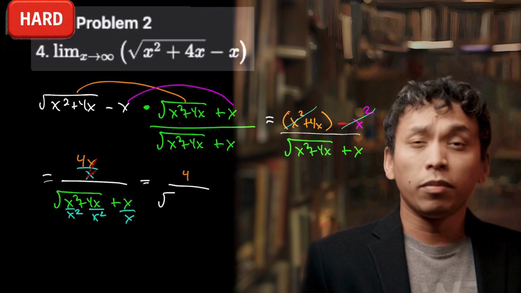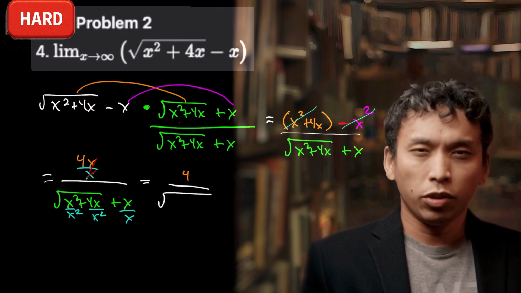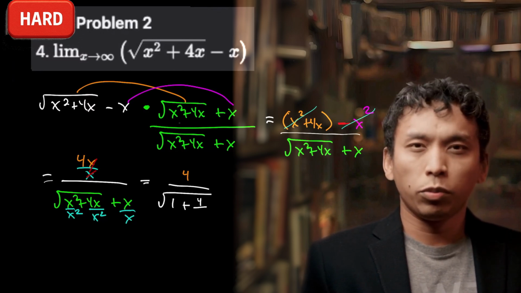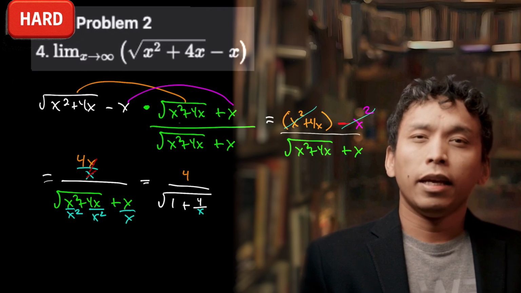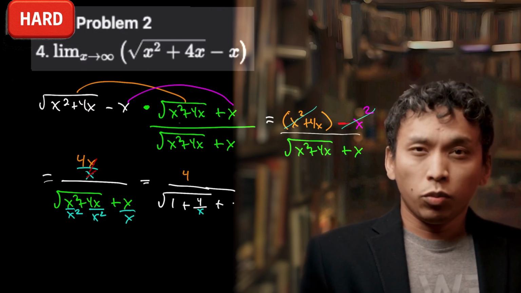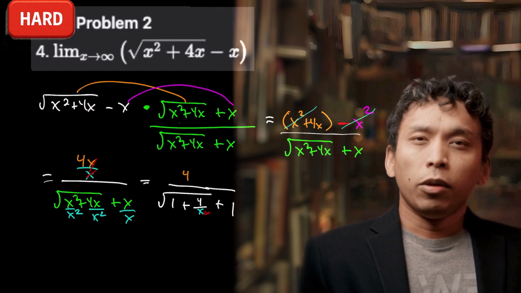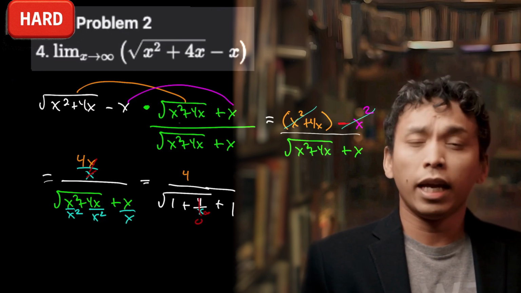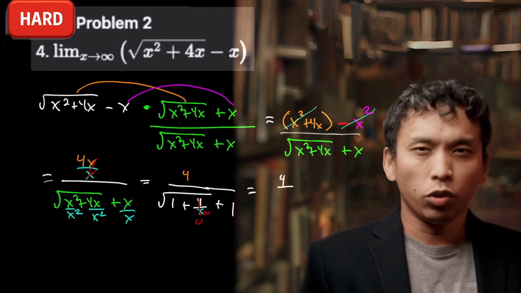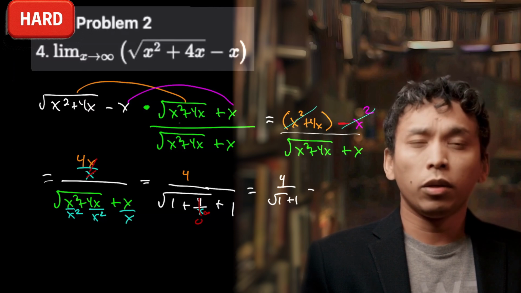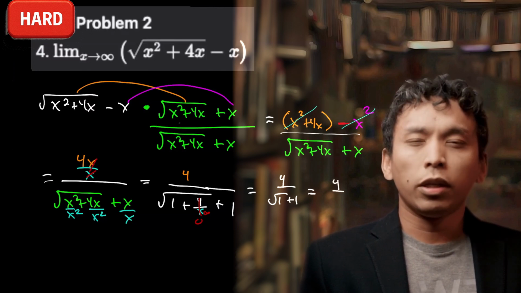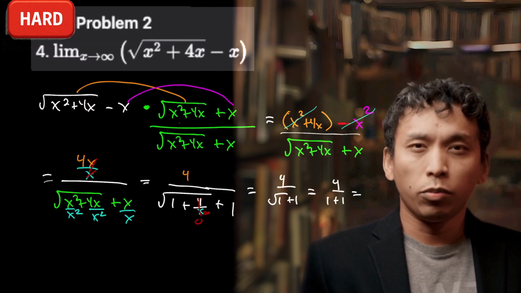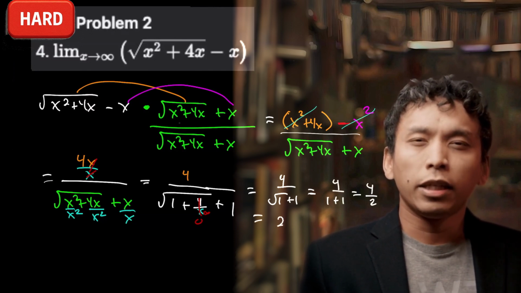And the bottom, we have the square root of x squared over x squared, which is just 1, plus 4 over x, and then plus x divided by x, that's just a 1. Putting infinity in for x, 4 divided by infinity over here just becomes 0. So now, simplifying everything, we just have 4 over the square root of 1 plus 1. Well, the square root of 1 is just 1, so we have 1 plus 1, so then it's 4 over 2. So the limit is actually equal to 2.